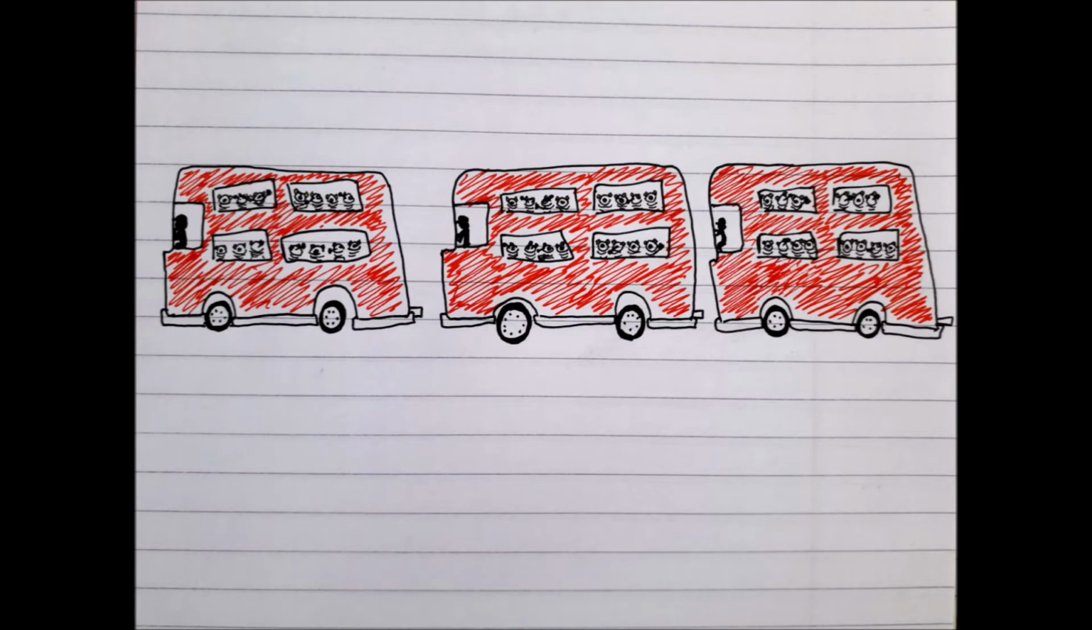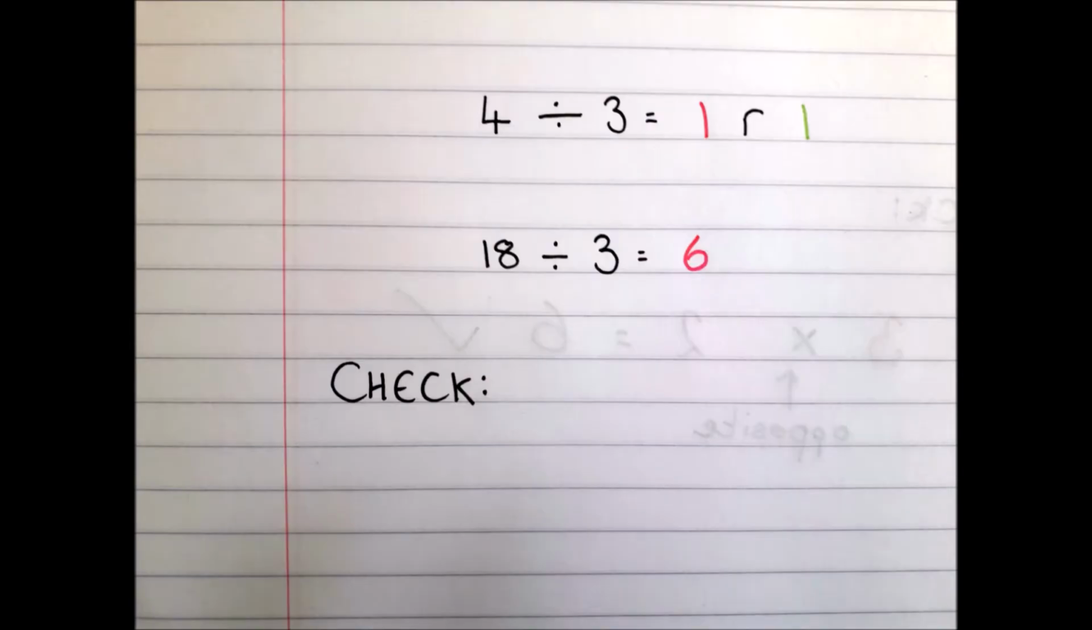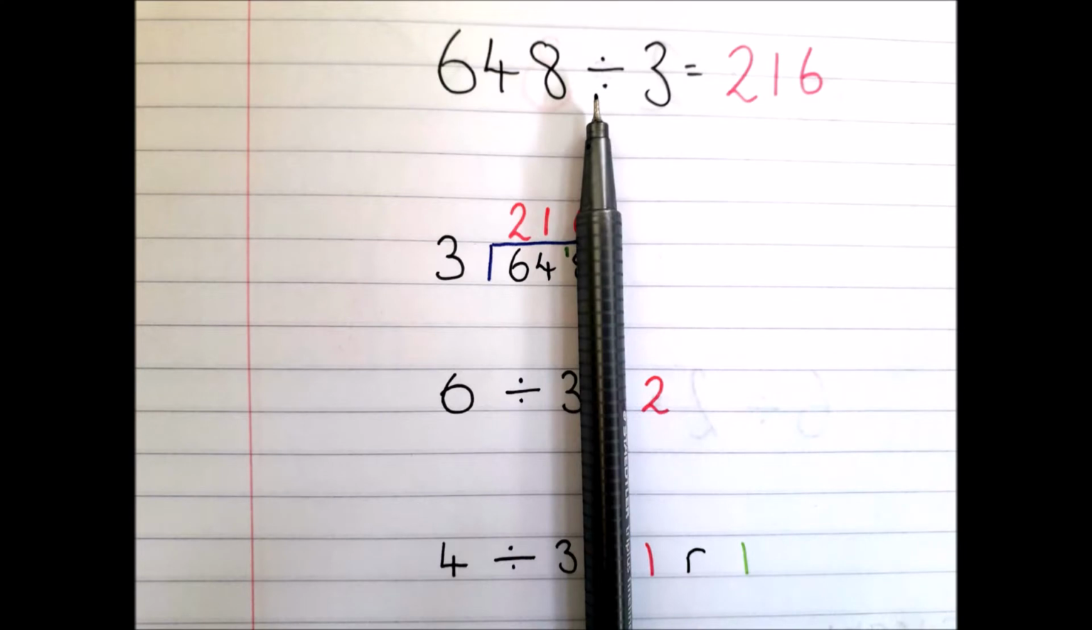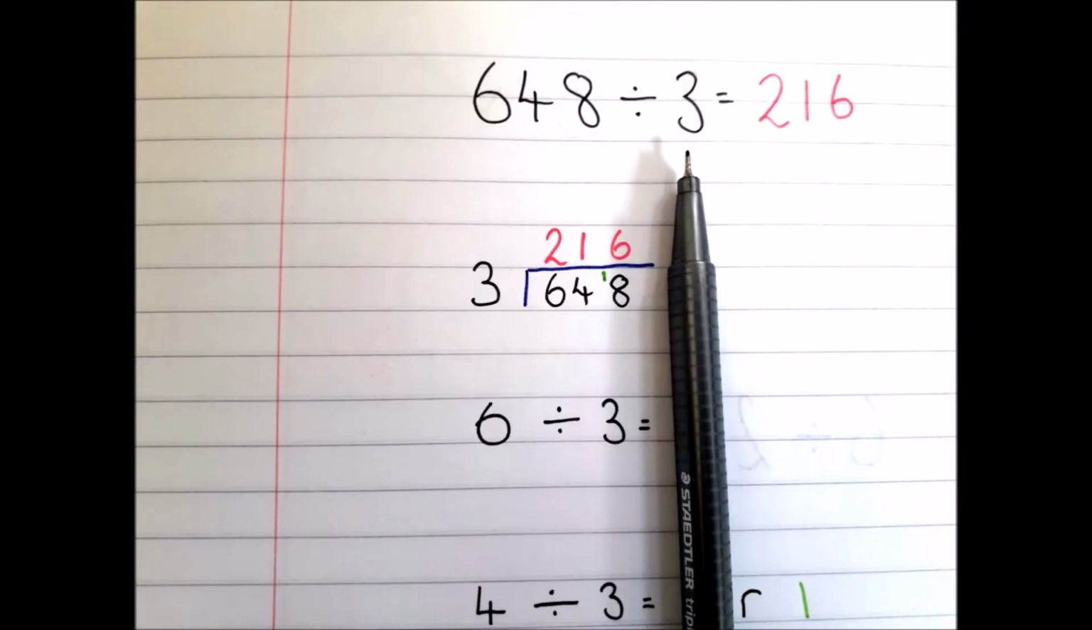Our 3 buses are now filled with Daleks, and we can write down that the answer is 216. Again, we want to do our check. We start by taking the 216 and we're going to take the opposite of the divide by sign, which just as before is the multiply by sign. So at the bottom of our page we're writing down 216 times. We then take the 3 from the top.